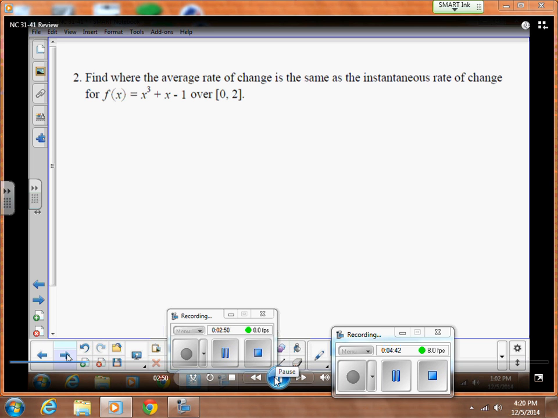Number 2, find where the average rate of change is the same as the instantaneous rate of change. That is asking you where AROC is equal to IROC. Now, how do I find AROC?